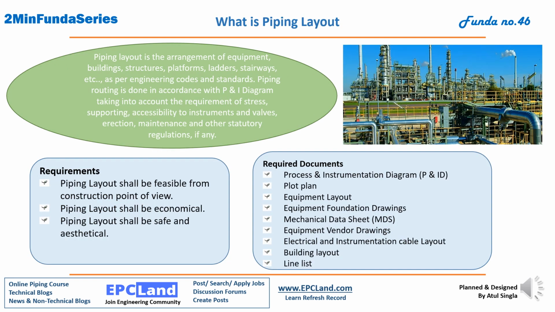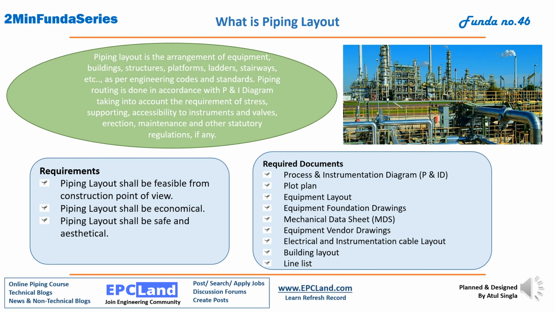Let us see what is piping layout. If you see any refinery, any plant, gas plant, everywhere we have equipment, buildings, structures, platforms, ladders, stairs. So piping layout is nothing but the arrangement of these things as per engineering codes and standards. Most of the time the piping routing is done according to the PNID. PNID is a process document which is the base foundation for layout people. We'll discuss in detail these PNIDs, the piping and instrumentation diagram. Along with this, we have to fulfill a few stress requirements, supporting, and not only this, but the accessibility to all instrumentation valves, erection of equipment, maintenance, and other statutory regulations. So what we are expecting from piping layout people is that the piping layout should be feasible from the construction point of view. Whatever we do, we should take into consideration the construction constraints.